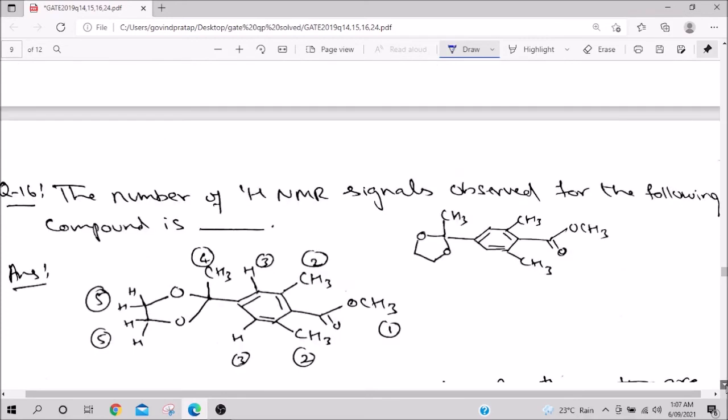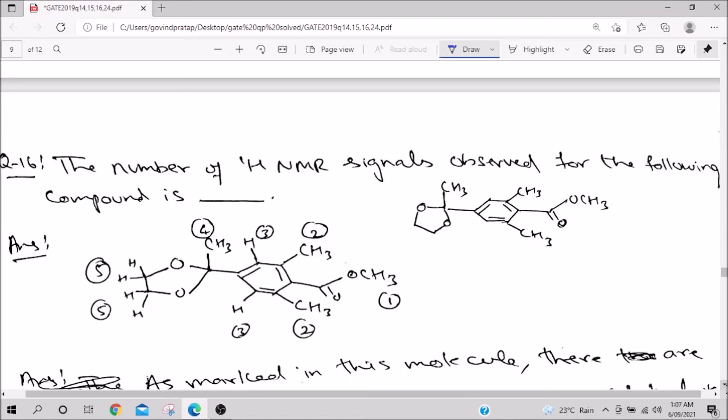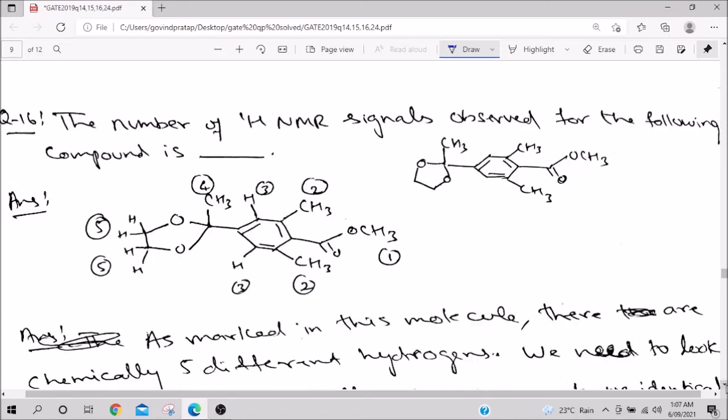Moving on, the number of proton NMR signals observed in the following compound is. So, basically they have given this molecule and they are asking how many proton signals will be there. So, in proton NMR, whichever protons are in chemically different environments will show different peaks. So, I have drawn it in a detailed way.